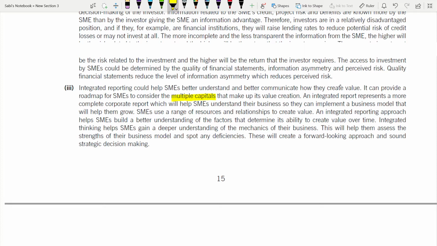An SME uses a range of resources and relationships to create value. An integrated reporting approach helps SMEs build a better understanding of the factors that determine their ability to create value over time. Integrated reporting helps SMEs gain a deeper understanding of the mechanics of their business. This will help them assess the strength of their business model and spot any deficiencies. This will create a forward-looking approach and sound strategic decision making.